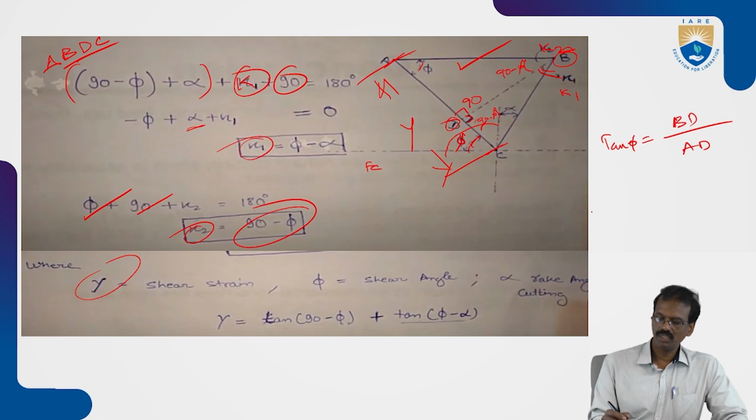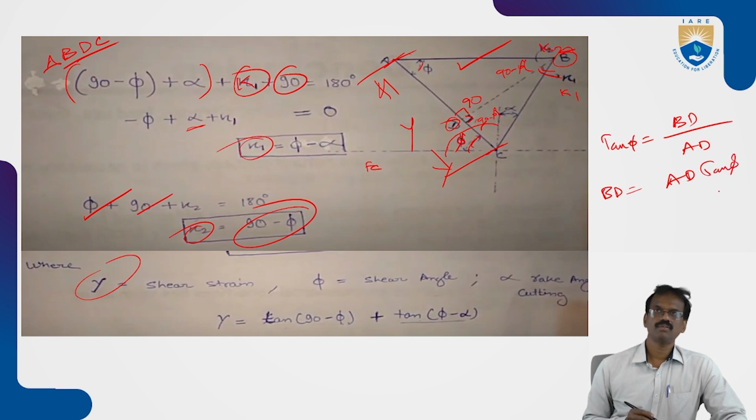Okay, you require the AD. So BD is the common term, then BD is equal to AD tan phi. Similarly, if you take this triangle, then if you apply the angle, so what is the angle?